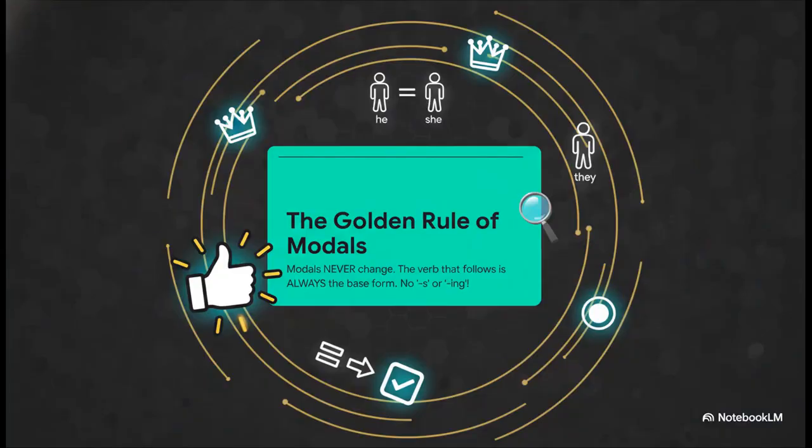Okay, now this is where the magic really happens. There's basically one single rule you need to remember. Let's call it the golden rule. And it's this. Modals never ever change. I mean it. It doesn't matter if you're saying I, you, he, she, or they. The modal stays exactly the same. And the verb that comes after it? Always the simple, basic form. No S, no ing, none of that stuff. That's it. Talk about a huge win for simplicity, right?